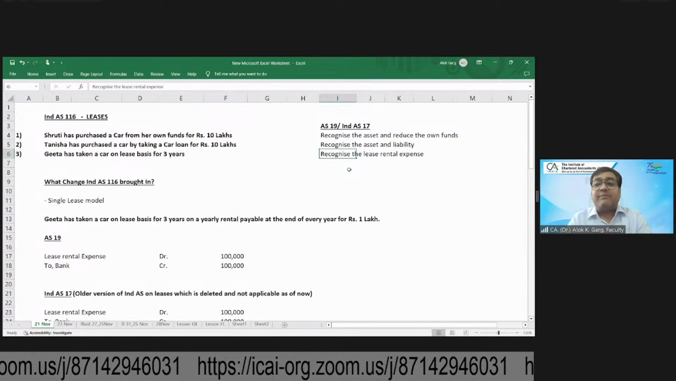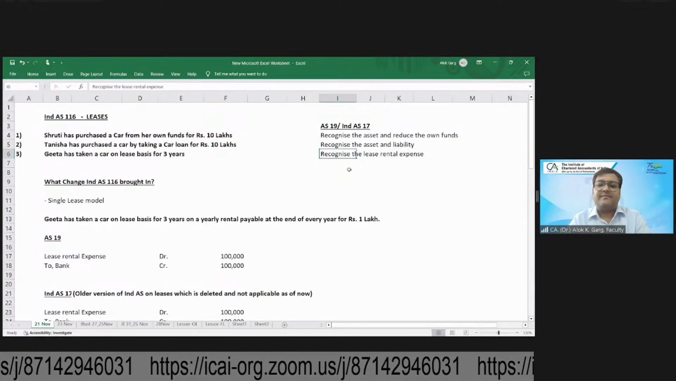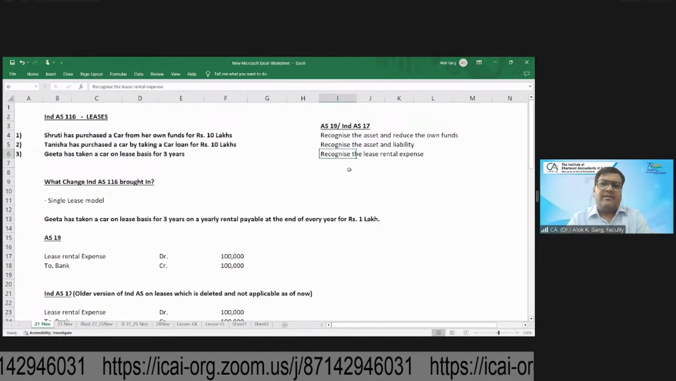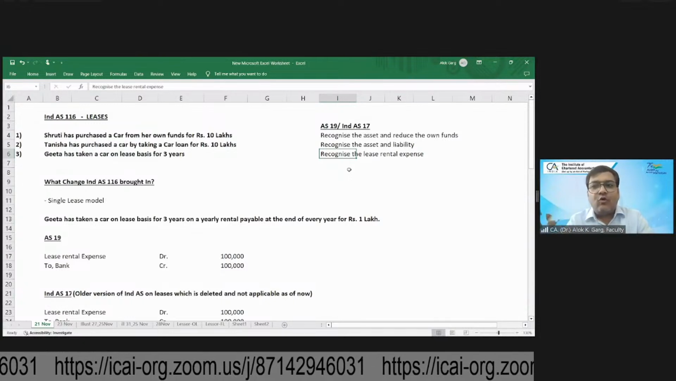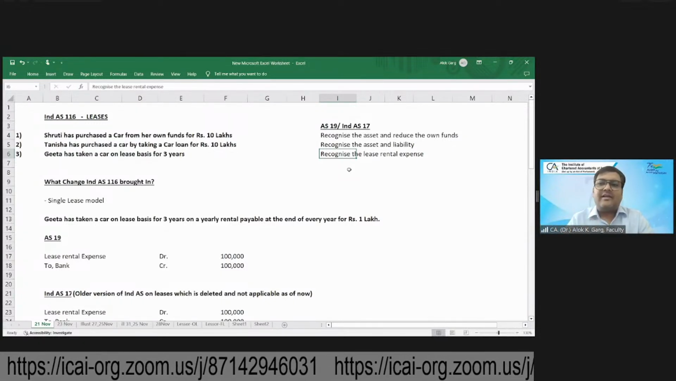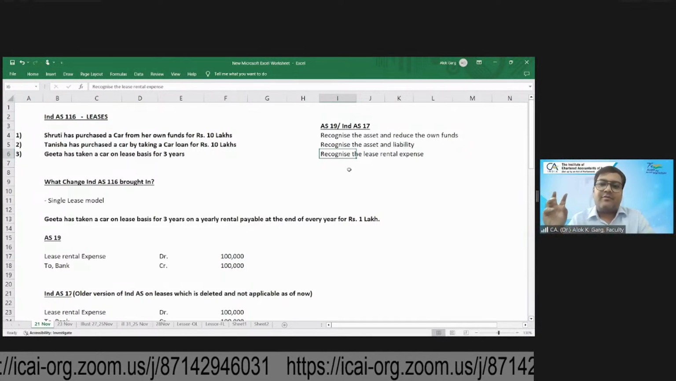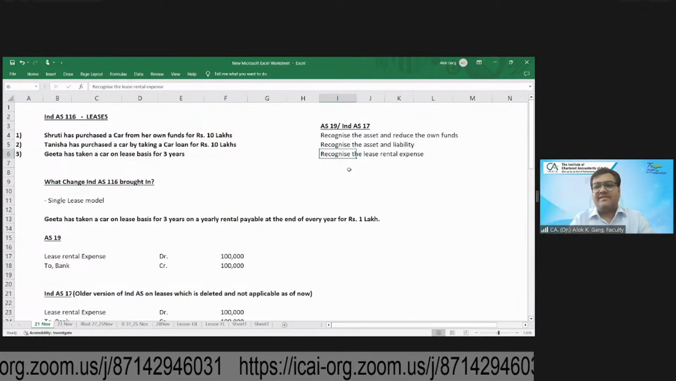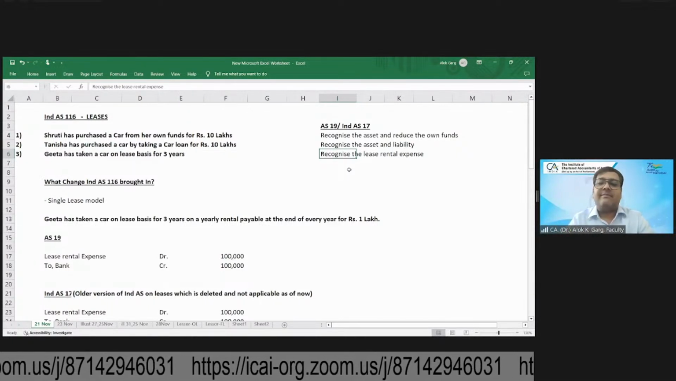So friends, this was a big thought in the mind of world accounting standard setters. If someone is taking an asset on a loan basis, he is creating a liability and recognizing an asset. But if someone is taking an asset on a lease basis, he is not recognizing the asset and he is not recognizing the liability.